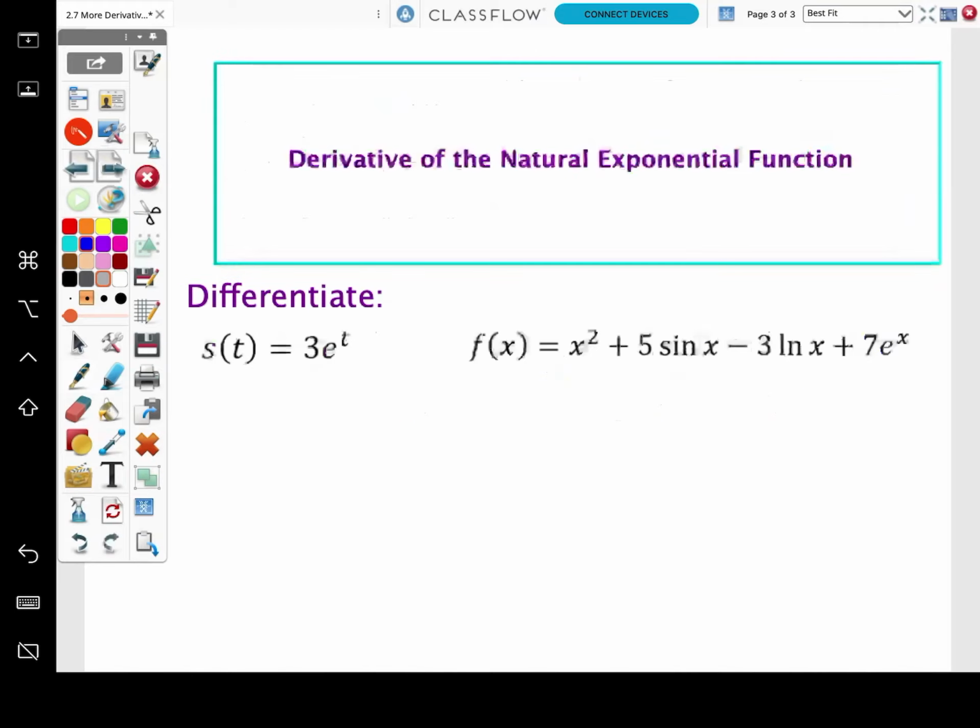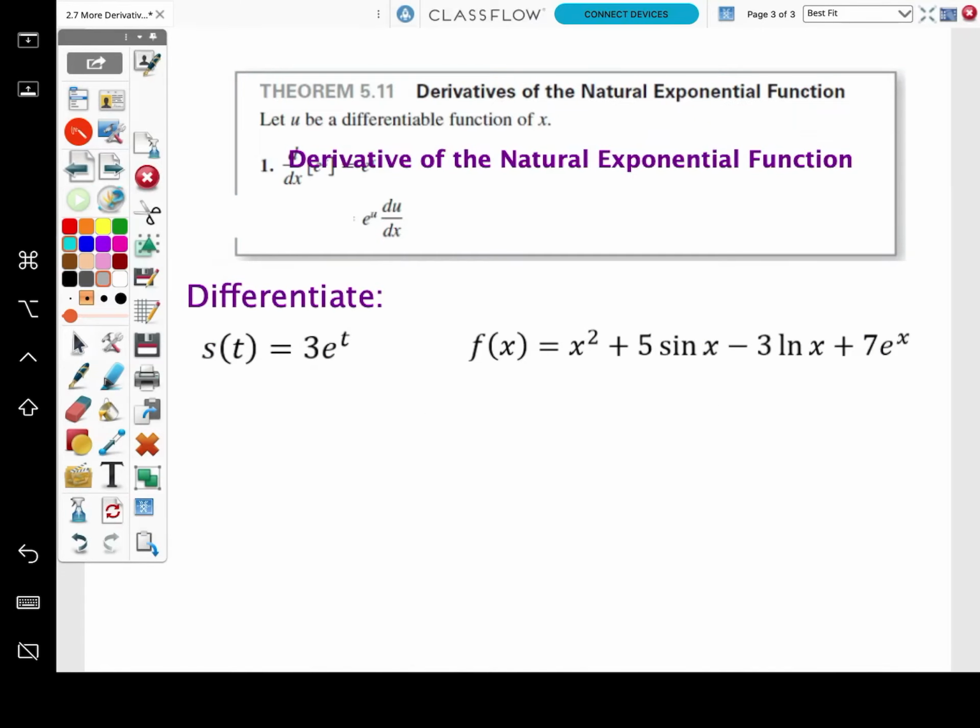Perfect. Okay, and now, as promised, my favorite derivative, the derivative of the natural exponential function. So e to the x is what we're talking about here. The derivative of e to the x is, check that out, e to the x. This function is so cool, it is its own derivative. That's just amazing to me.